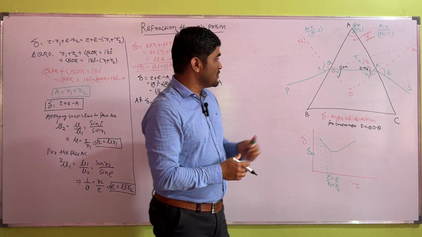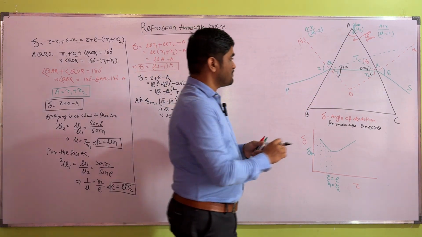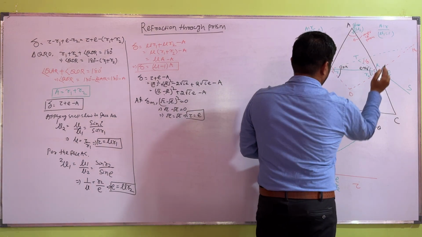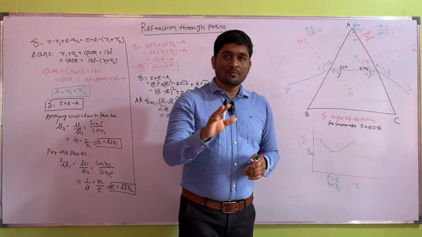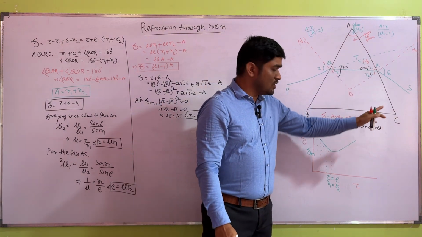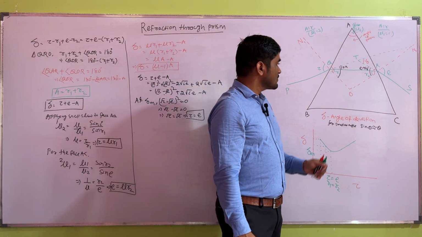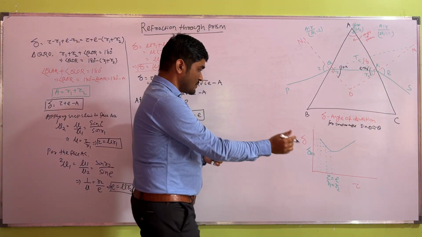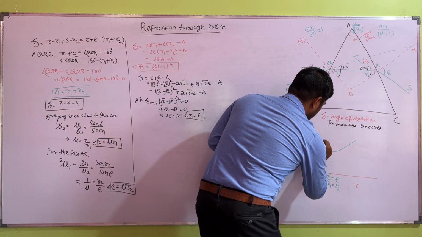And you can observe when I is equal to E, for minimum deviation, the refracted ray QR will be parallel to BC. That is at minimum deviation. The refracted ray QR will be parallel to the base of the prism BC for minimum deviation.